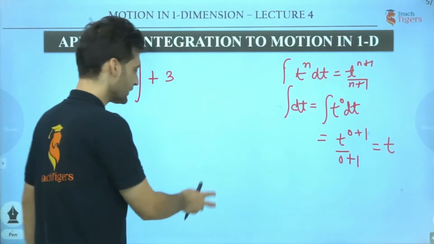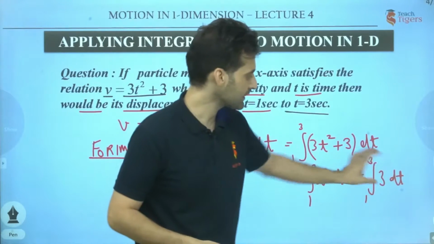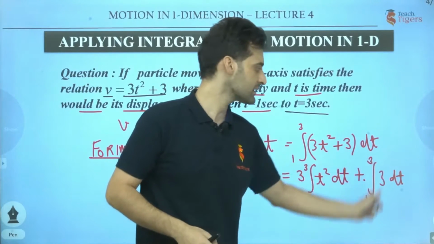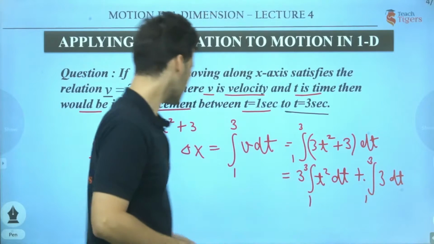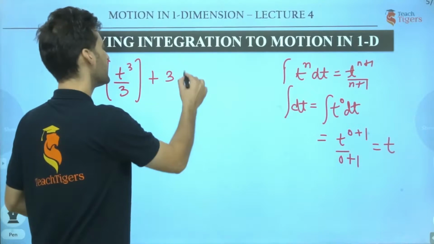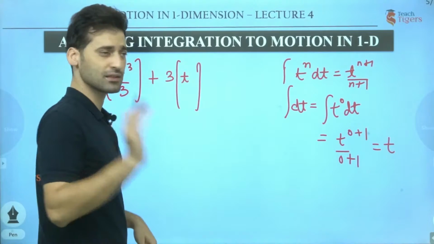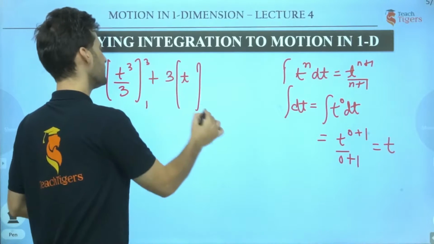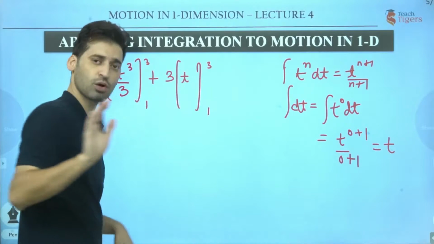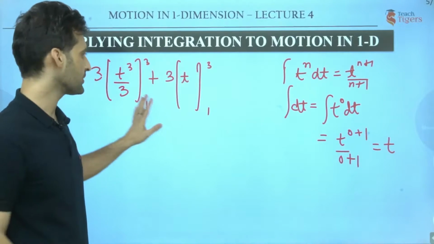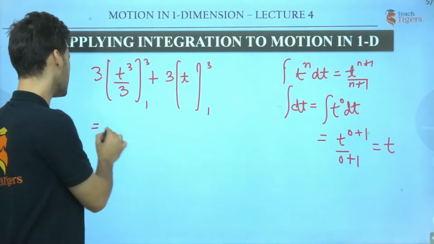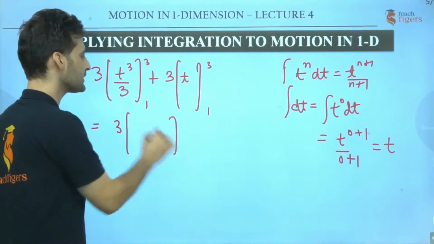So if I take 3 outside, there remains integration of dt, which is t only, and then again I put this bracket, and I will put the limits now, from 1 to 3, here 1 to 3. Limits have to be put all the time. Now how do you put the limit?